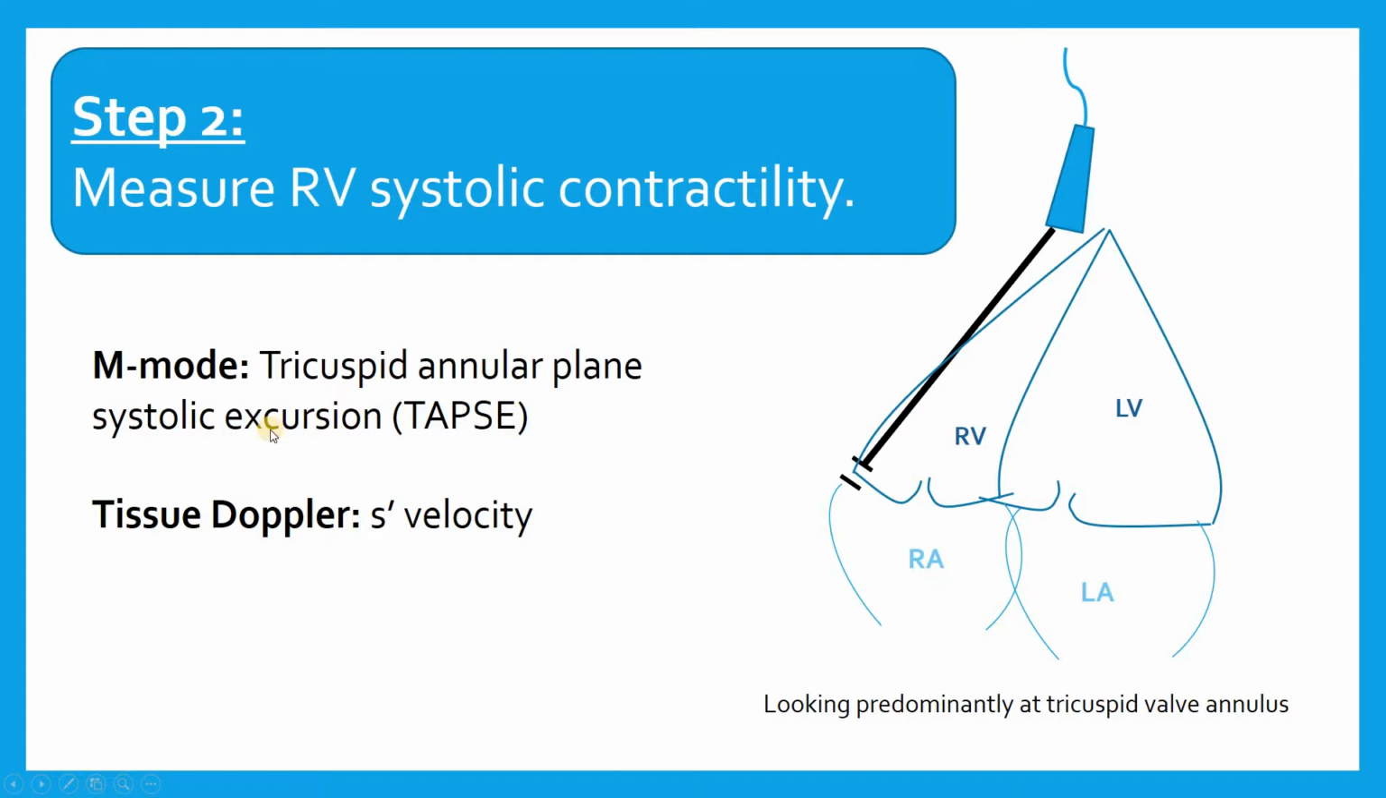So we have two measures for that. One is done in M-mode, which is tricuspid annular plane systolic excursion. You've probably heard of this before. It's called TAPSE. And the other is just doing tissue Doppler of the same area. So that's what I have here, and it's an S prime velocity. I put my tissue Doppler right over this annular plane where the right atrium meets the right ventricle and the valve inserts into the myocardium, and I'm going to watch how that moves toward the apex in systole. So both of these things are really predominantly looking at the tricuspid valve annulus.